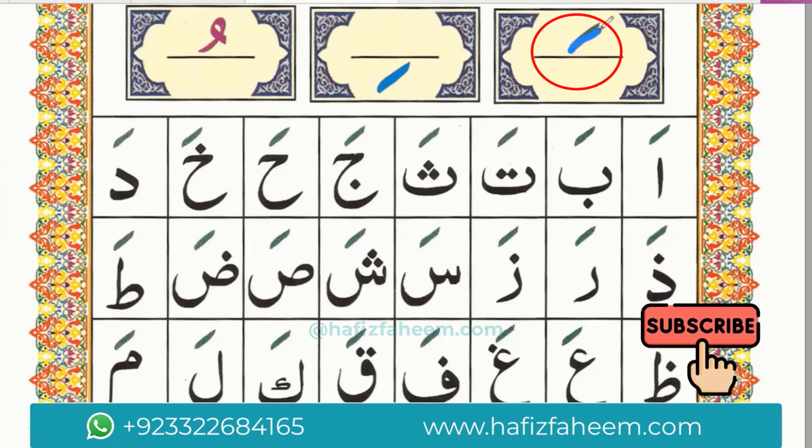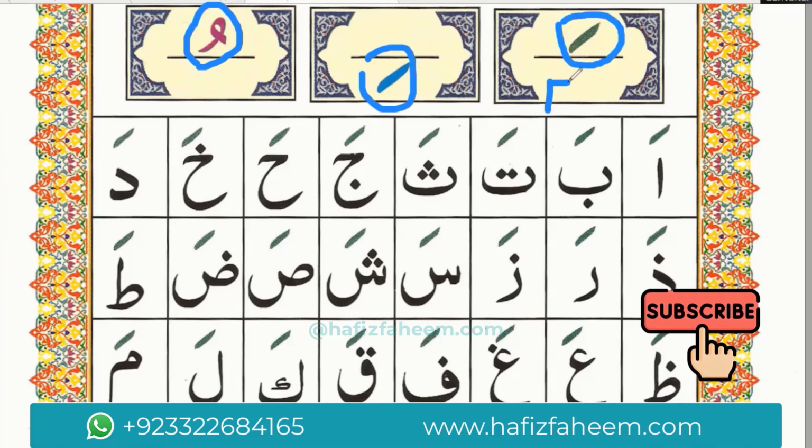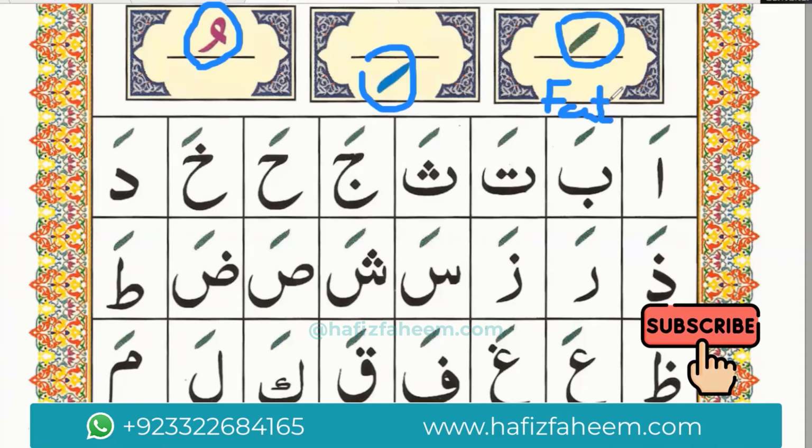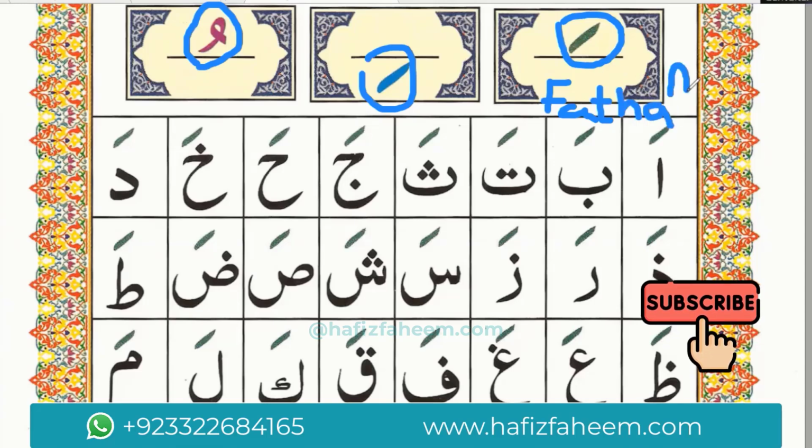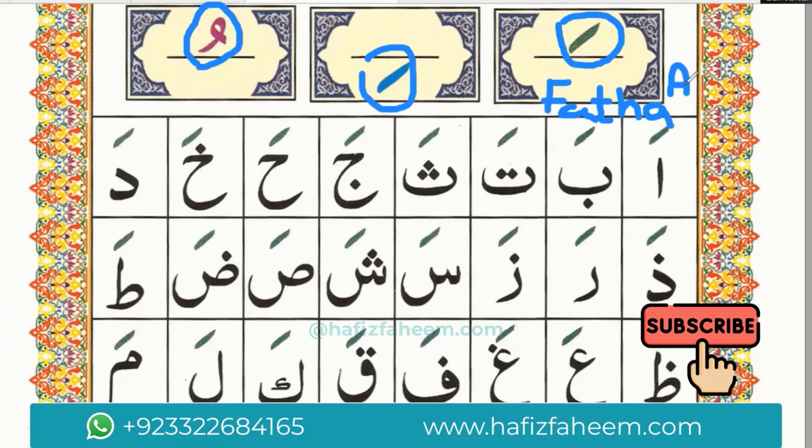Number one, this is on the top of the letter, and this one in the bottom of the letter, and this one on the top of the letter. It is called Fatha, F-A-T-H-A. It gives a sound of A, like A sound. Fatha, A sound.